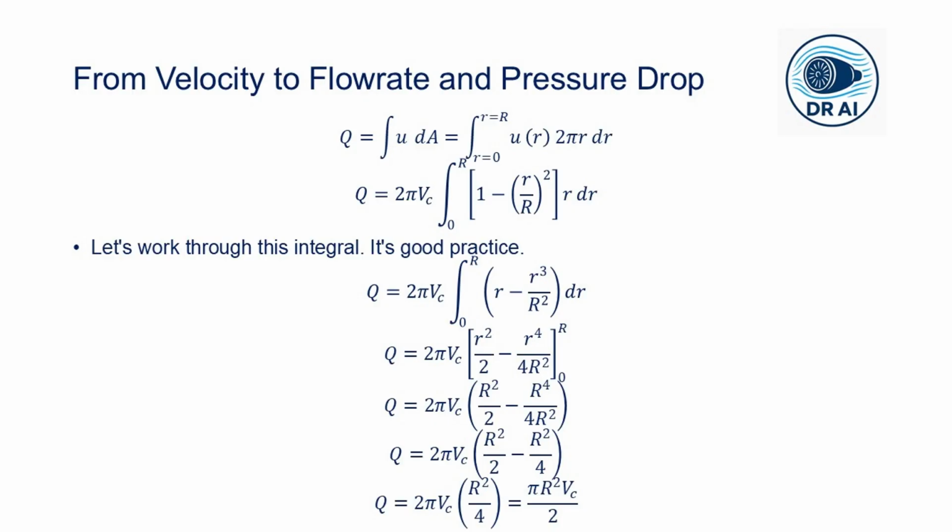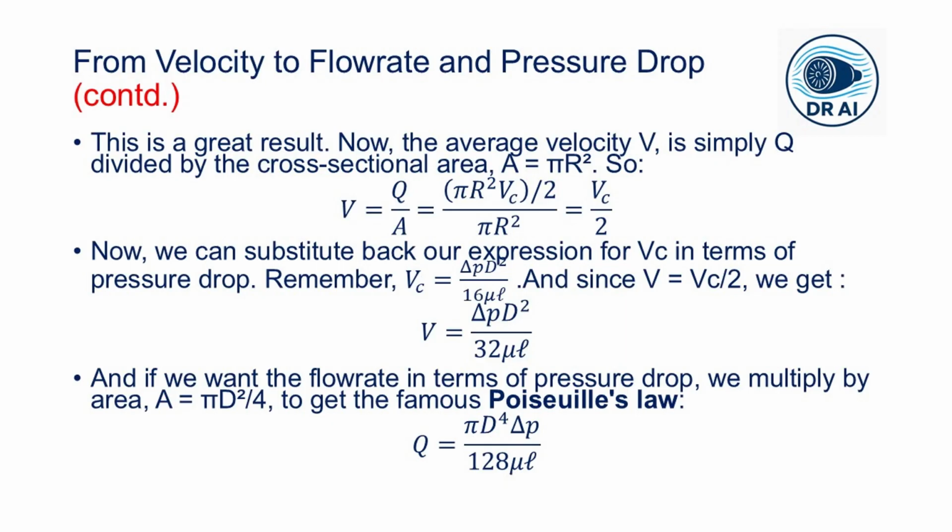So if we solve through the integration, as we can see on this particular slide, we get a very good result. Now the average velocity V is simply Q divided by the cross-sectional area, and we can simplify this as V is equal to Vc over 2. So this is the key takeaway. In laminar pipe flow, the average velocity is exactly one half the maximum centerline velocity. Not one quarter, not something else, exactly one half.